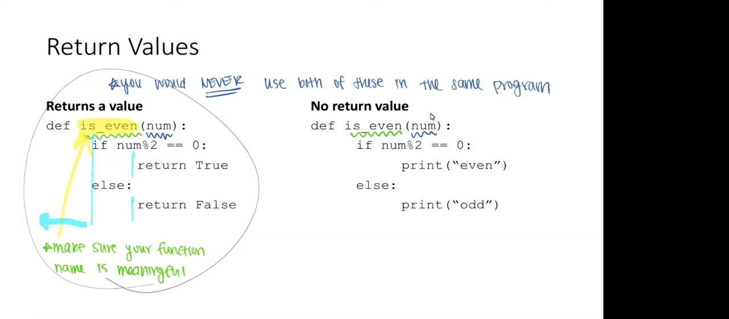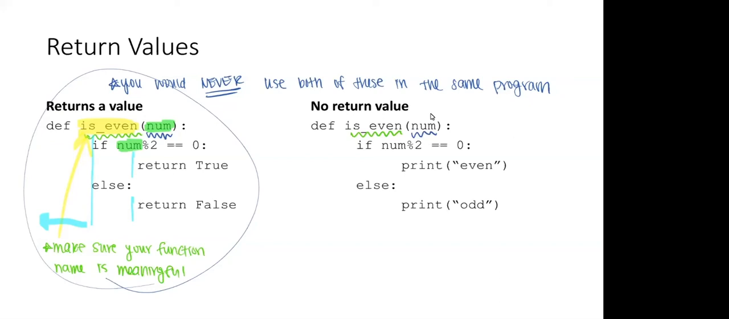Now we're going to actually get into what is going on inside. So if num modulus 2 equals 0, we know that our input is num. So whatever number is being passed into the function is going to take the place of our parameter num, and that is what we're going to use. So let's say num is 2. So if 2 modulus 2 is equal to 0, you return true. So this function just tells you if the number is even or odd by returning true or false. If it's even, it returns true. If it's odd, it returns false.